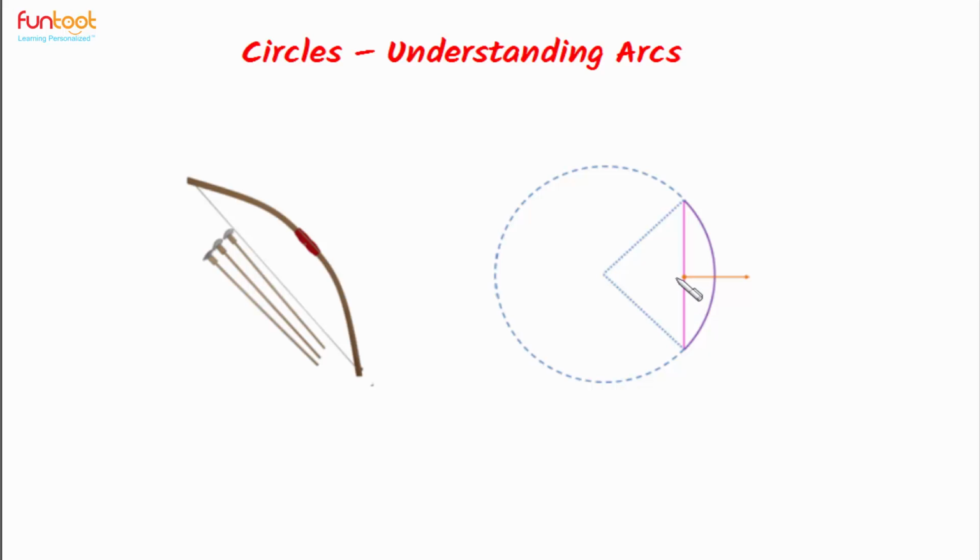This is a schematic diagram of bow and arrow when the bow is not stretched. So this represents the bow, this is the string, and this is the arrow. So here, the bow, that means this portion, which is part of a circle, represents an arc. Let's define an arc. Arc is a part of circle. So as we have discussed, this is part of circle and is an arc.